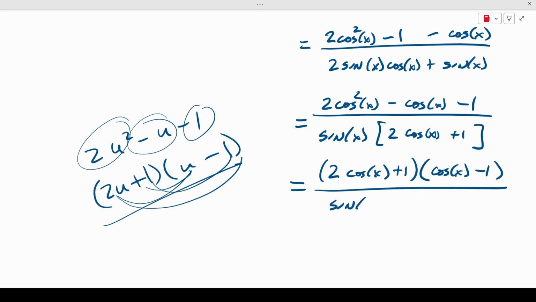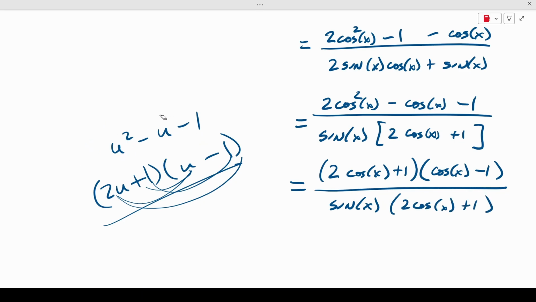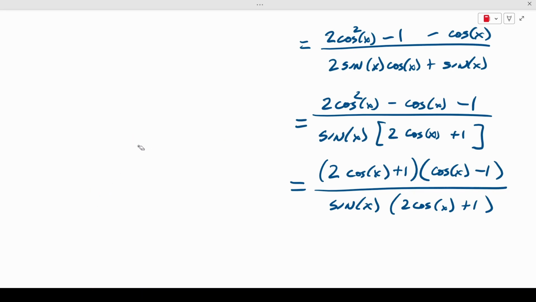Let's see here. 2 cosine of x plus 1. I'm going to double check that I did that right. 2 cos x times cos x, that's 2 cos x squared. Good. Minus 2 cos x plus 1 cos x, that's minus 1 cos x. Good. And minus 1. Good. Okay. So I factored it correctly.